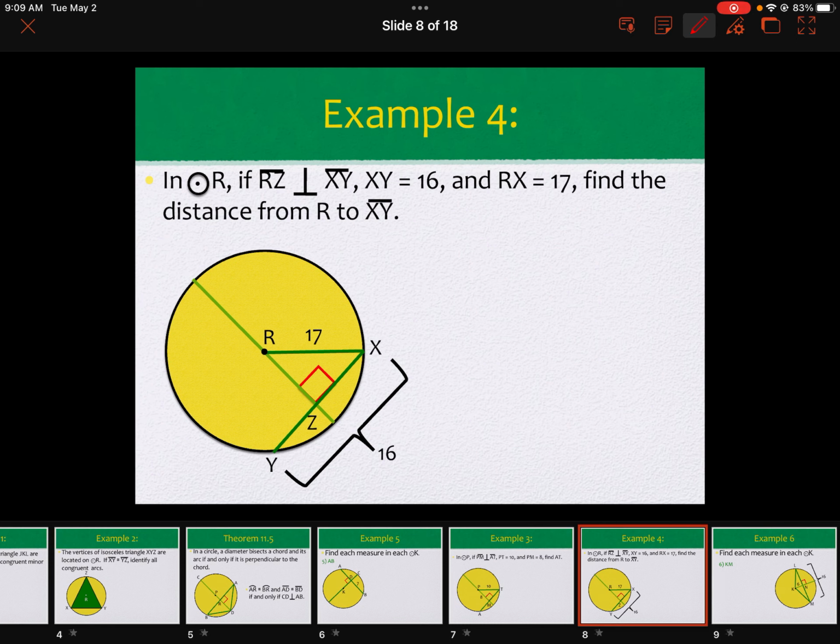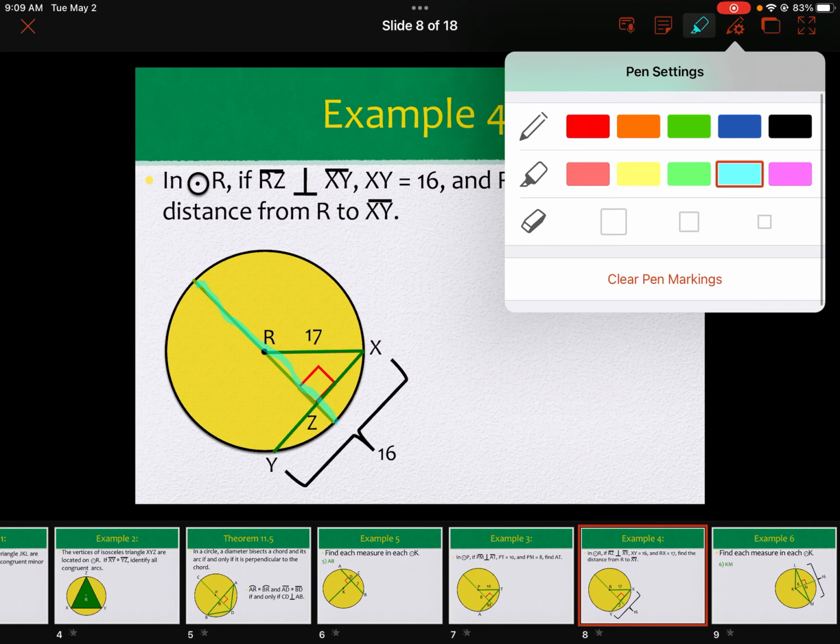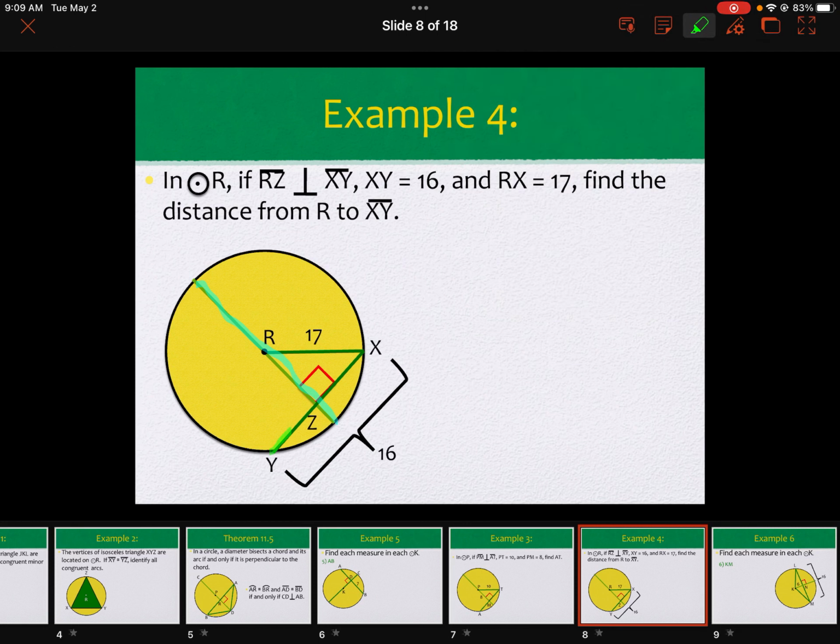Here's example 4. In circle R, you have segment RZ. Again, that's part of a diameter. And it's perpendicular to segment XY. That's a chord. So you can use theorem 11.5. You know those are the same. If X to Y is 16, that's the whole thing. R to X is 17. Find the distance from point R to segment XY. That means, in other words, how far is it from point R to point Z?